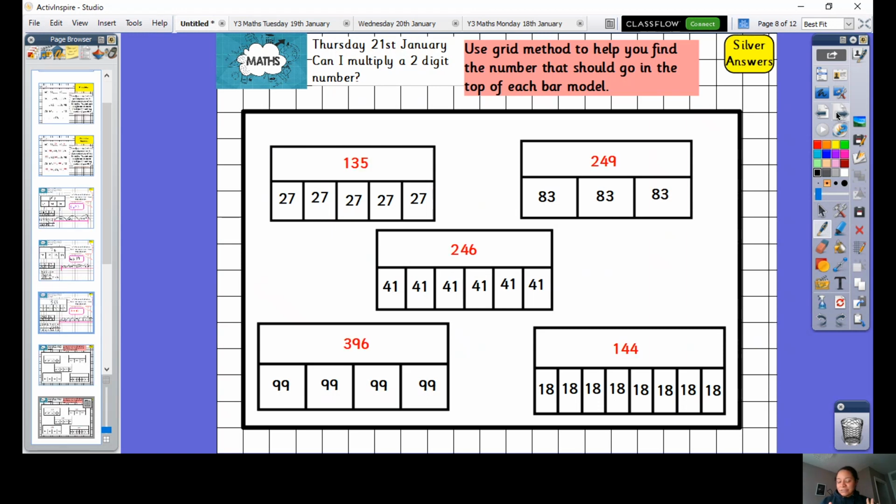How did you get on? Have a little look through your answers, tick through. And again, if you've made a mistake, please don't worry about it. Just have a little look through each section and think, well, where did I go wrong here? What didn't work? Okay, if you're ready for the gold, let's go.